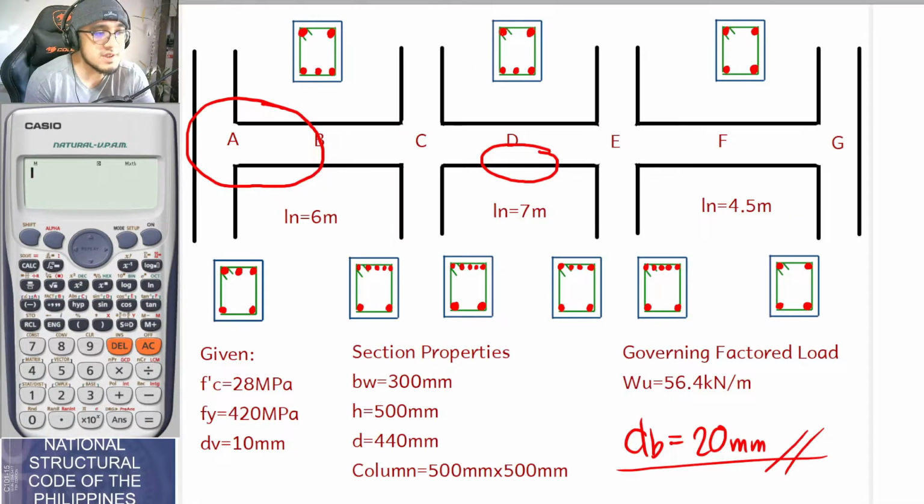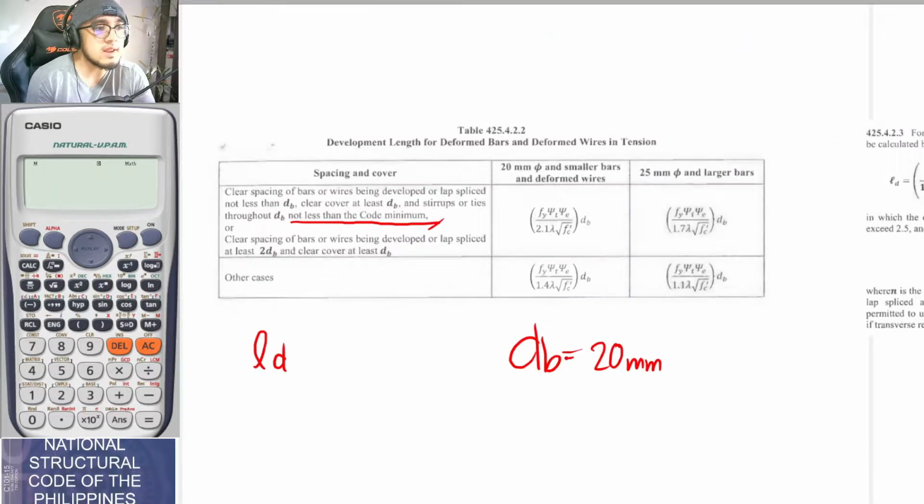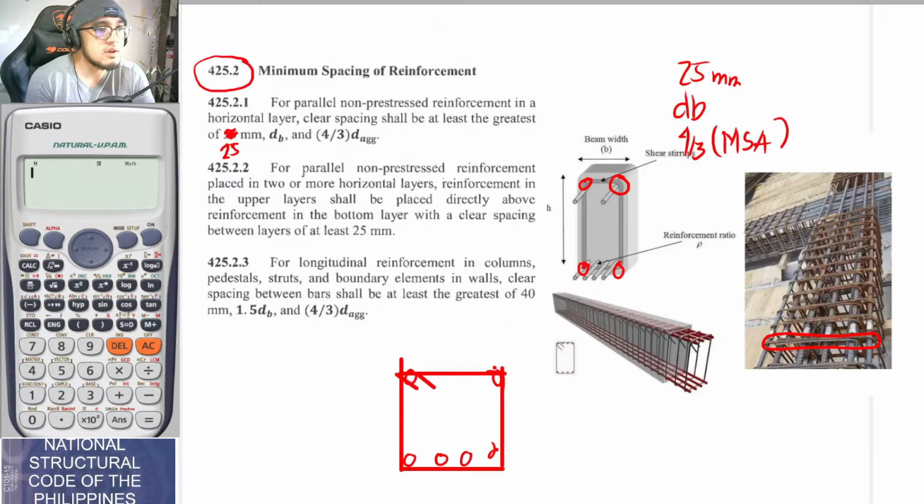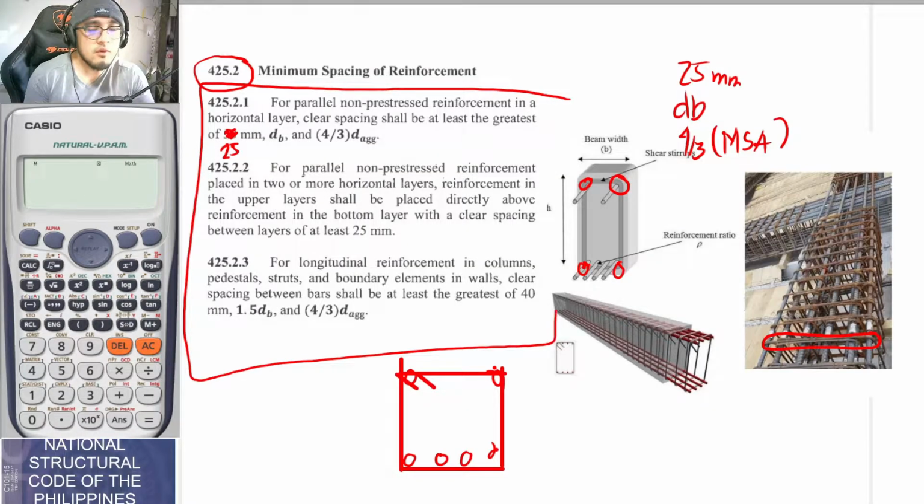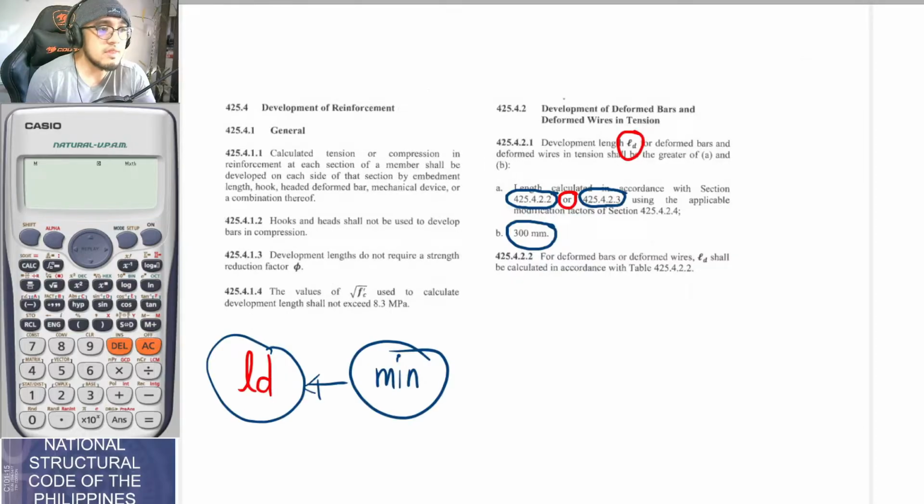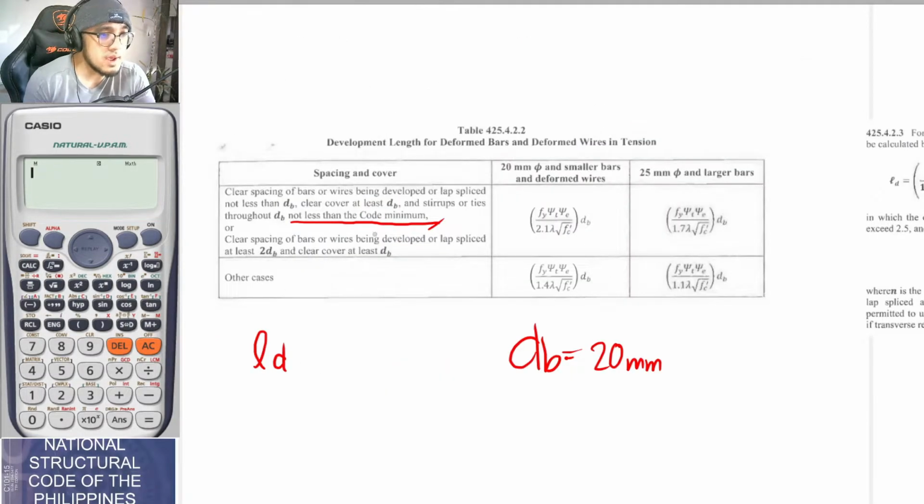If you can remember, when we designed these members here, we have already taken this into consideration, which is the spacing. So we have already checked that it is adequate in all of this. So going back here, we can say that it is to be not less than db. So 20 mm yung db natin. And the clear spacing Sc is to be greater than 20 mm. So check. The first one is already conforming.